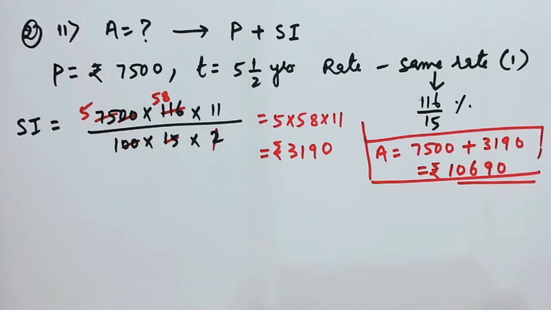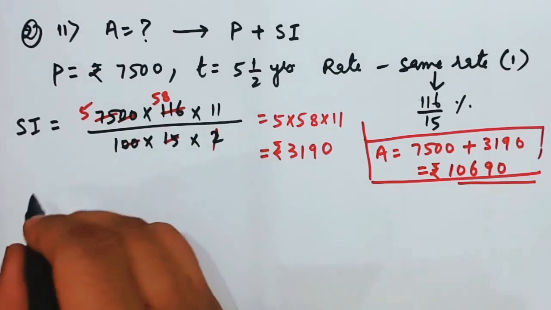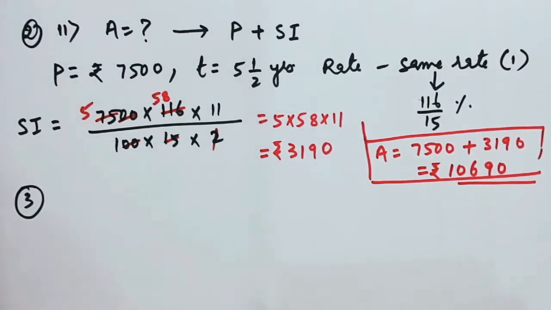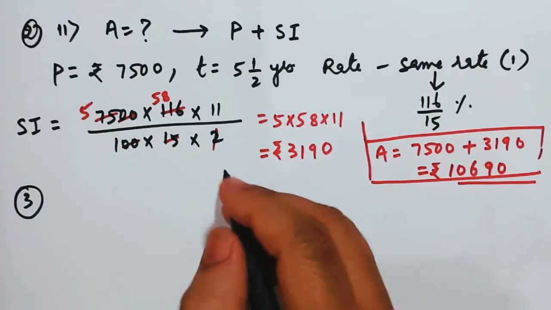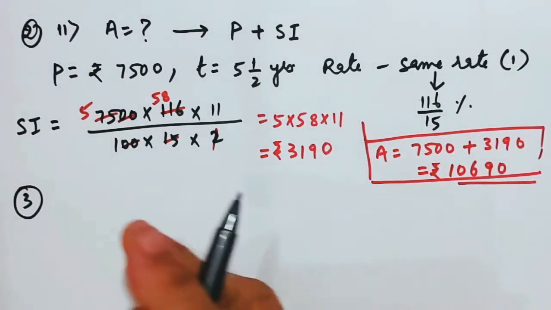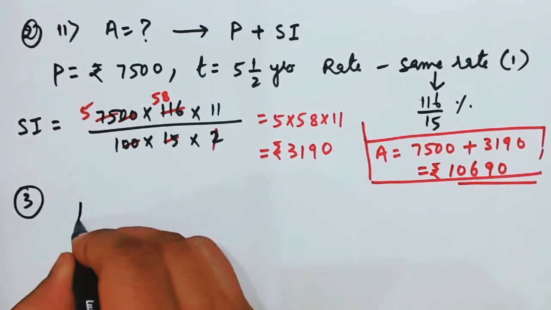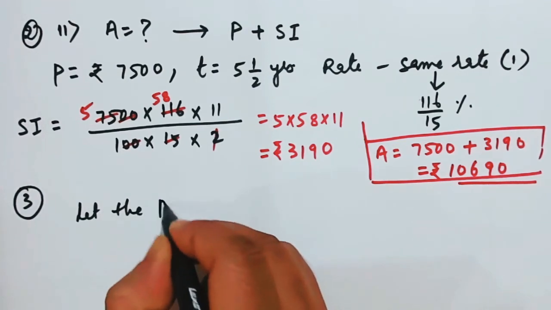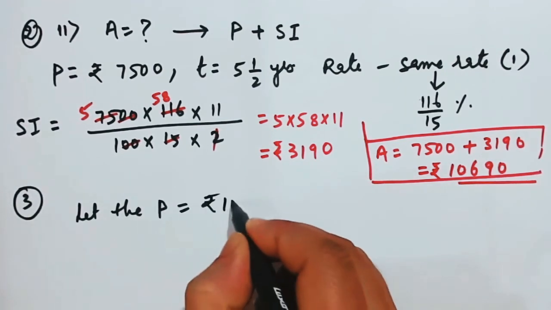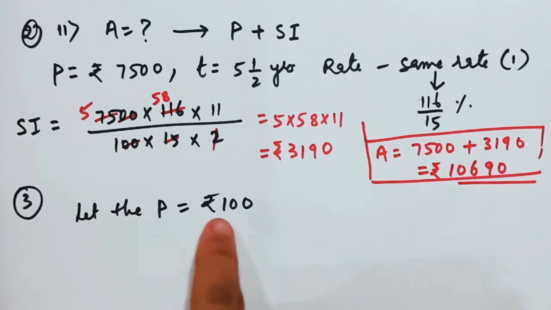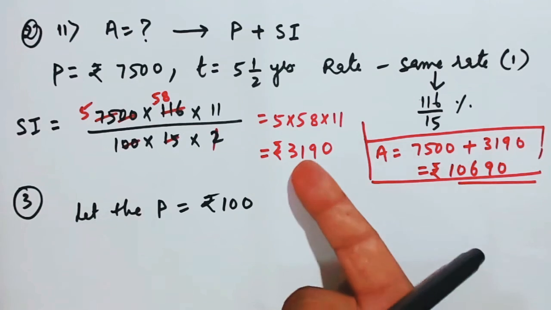Okay, moving on to the next one, that is number 3. Why not solve number 3 also? Question number 3 says, a sum of money lent out at simple interest. Do you know the sum? You do not know the sum. So let the principal be rupees 100. When this principal of rupees 100 is lent out at simple interest, it doubles itself in 8 years.